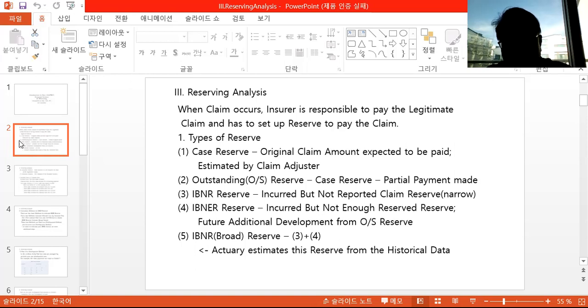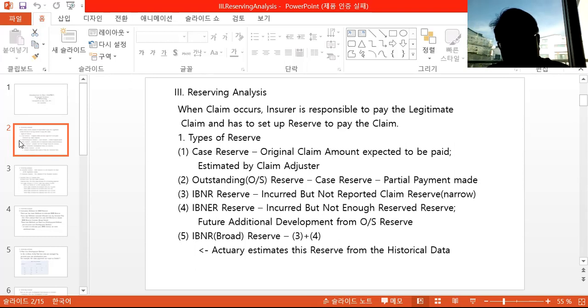yet. And then there's the IBNER reserve. This is the incurred but not enough reserved reserve. This is the future additional development from outstanding reserve. In other words, when the claim adjuster sets up the case reserve, many times it's not going to be enough, because over time, due to inflation or other things, that reserve amount is going to increase. So that has to be estimated by the actuary too.